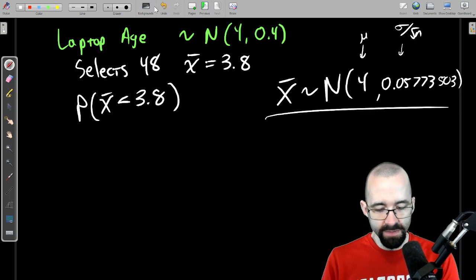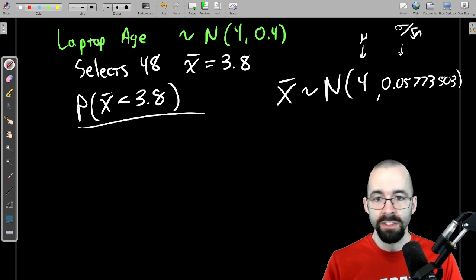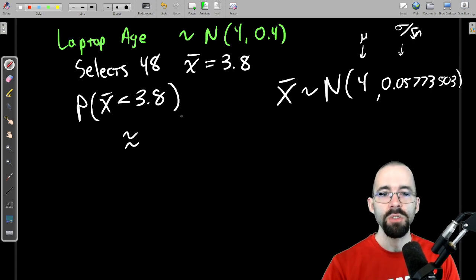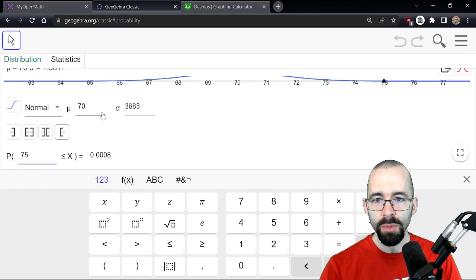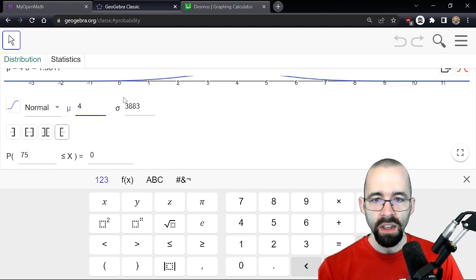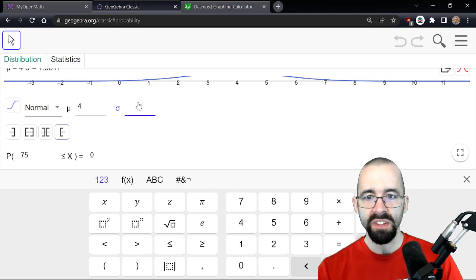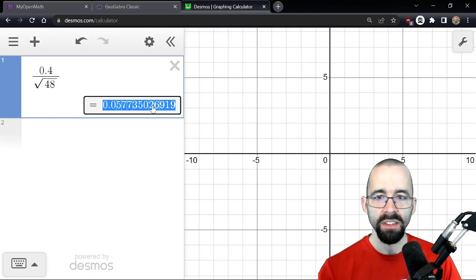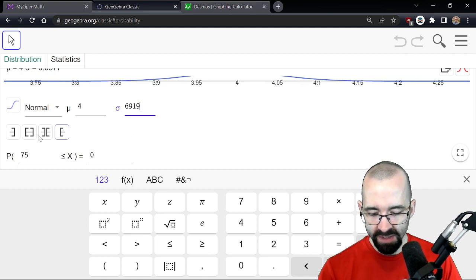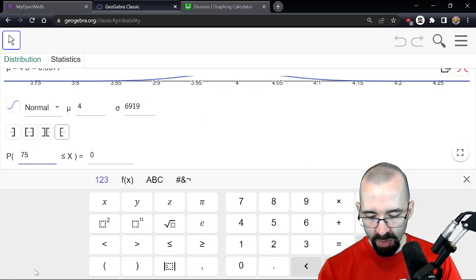So this is a normal random variable. Just calculate a probability for a normal random variable. We use GeoGebra. The normal random variable here has a mean of 4 and a standard deviation of whatever number we just said. I think you can copy paste. Let's see. Great. You can copy paste. What's the probability that's 3.8 or less?